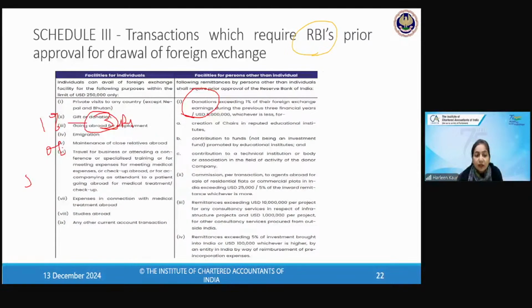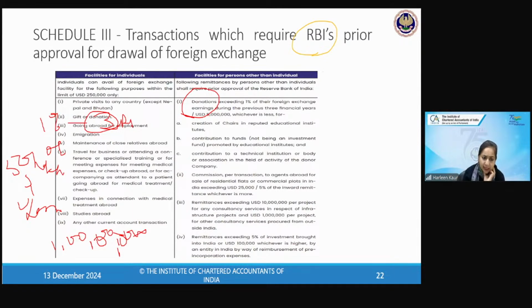5 million is given, right? So it is 50 lakhs. Yes. So it is either 1% of the foreign exchange earnings or 50 lakh USD, whichever is less. So if you are having the foreign exchange earnings for the previous 3 years, for example, your previous 3 years earnings was 1 crore. So what will be 1% of 1 crore? So if it was 1 crore, so your 1% will be 10 lakh rupees.